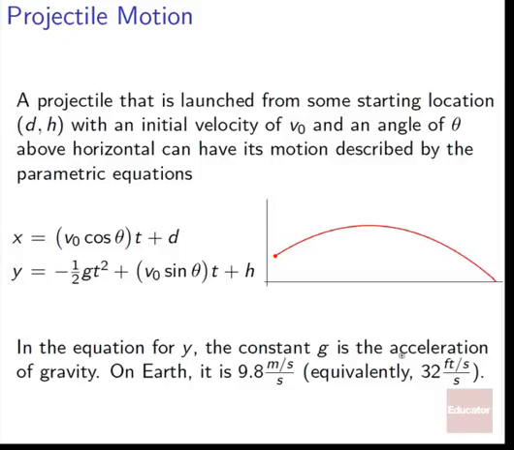All right. One little idea before we get to our very last example, projectile motion. This is a really good use of parametric equations.